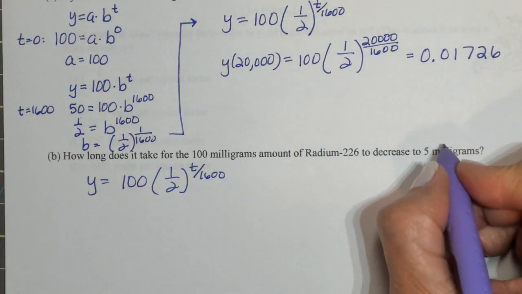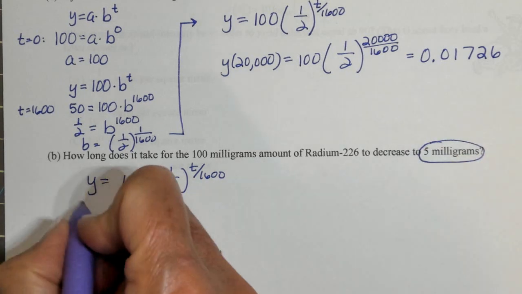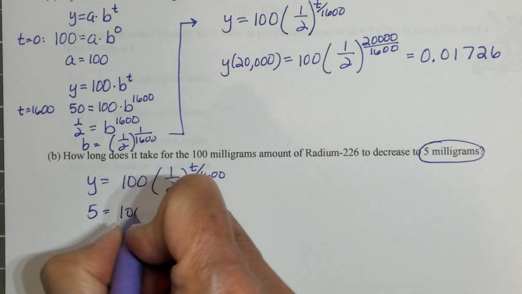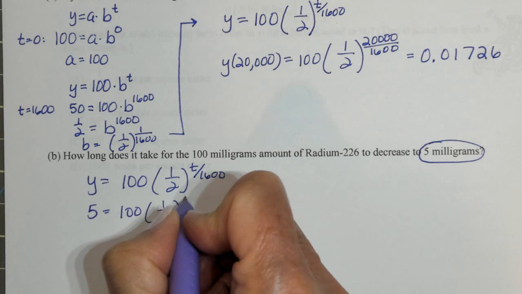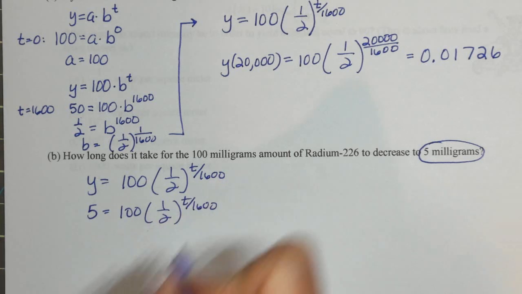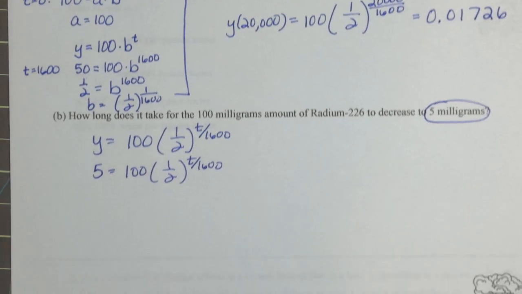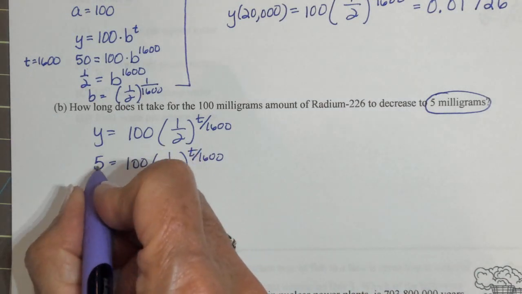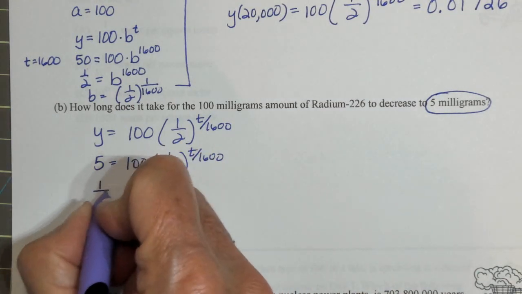So I'm going to put 5 milligrams in for y. I'm going to divide both sides by 100. 5 divided by 100 is 1 over 20.